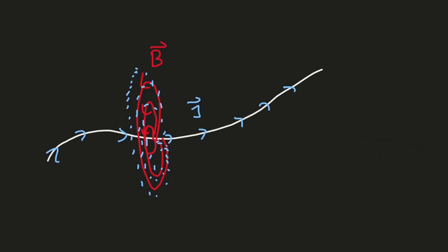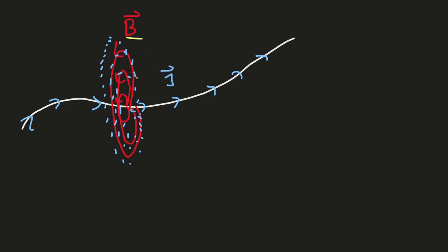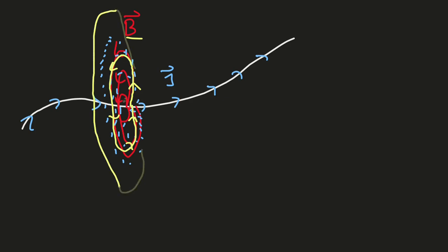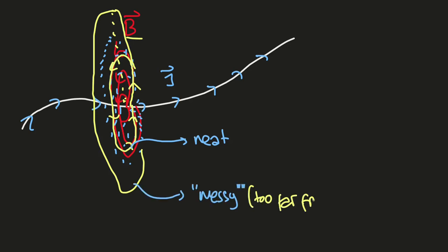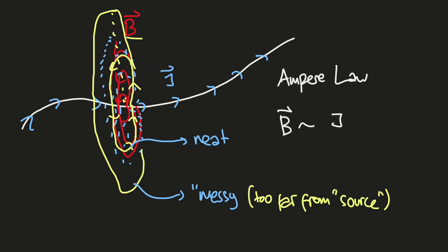And we go back to a set of experiments. In this, we take two loops. One is nearest and the other one is further. Then the nearest one will be neat, and the further one will be messy, creating a pattern too far from the source. This was then formulated mathematically by Ampere law, as vector field B proportional to J capital vector over an inverse squared law, as in Coulomb law.